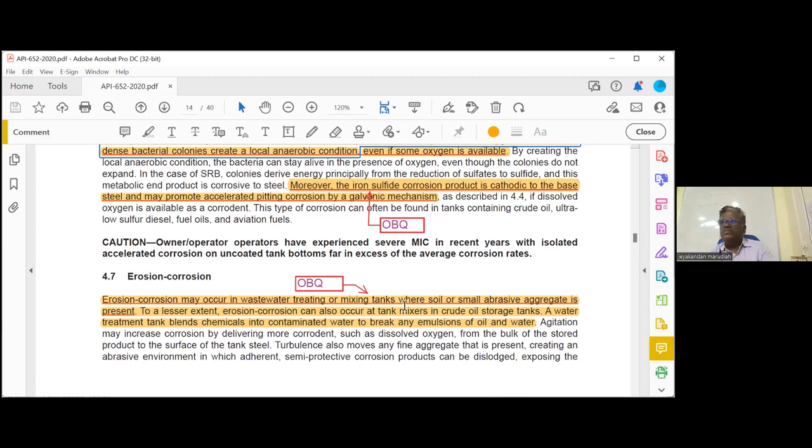Erosion corrosion. What is meant by erosion? It is removing the metal, where erosion will happen at the inlet because of the high velocity. Highlight this one: erosion corrosion may occur in wastewater treating and mixing where soil and small abrasive aggregate are present. Erosion can occur in the tank mixture, a water treatment brush. So this occurs in the mixing tank at the inlet point.